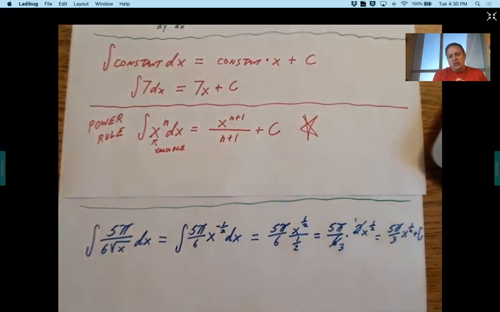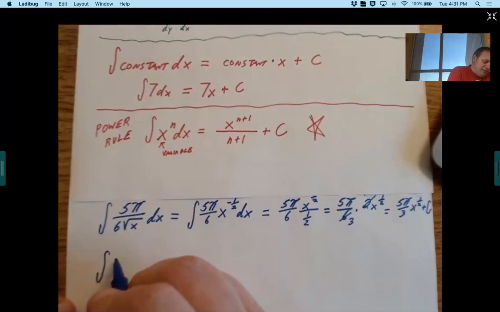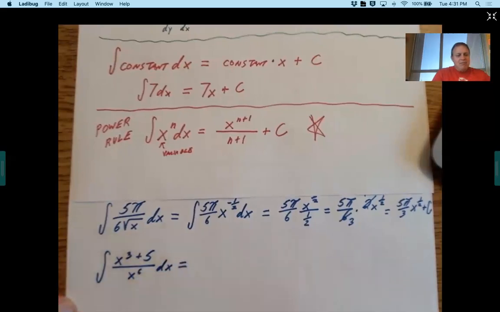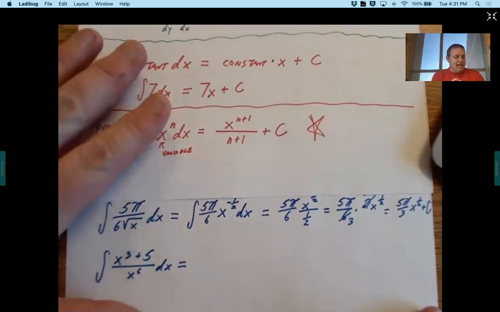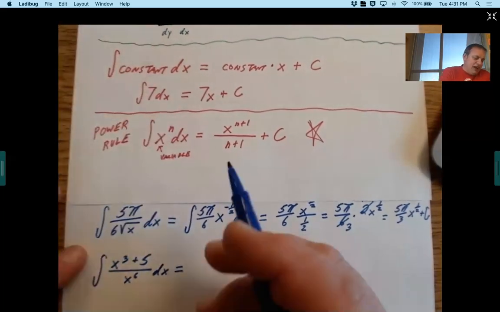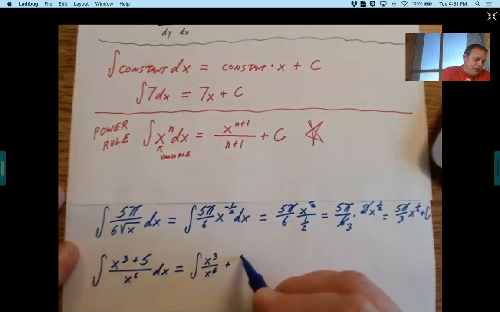Now, could we check it or derive it? See if you get the same thing. That's one. Second thing, let's say we have x cubed plus 5 over x to the 6th with respect to x. Aha! Surely I can take the integral of all 3 of these. Not so fast. We cannot do that. Because we have division, what I have to do is I have to put this x to the 6th underneath each term because it's a single denominator.